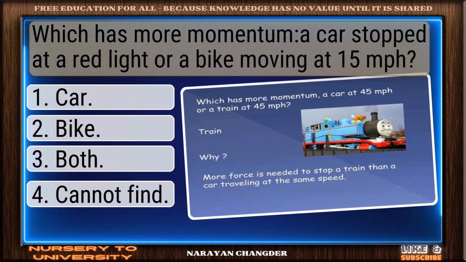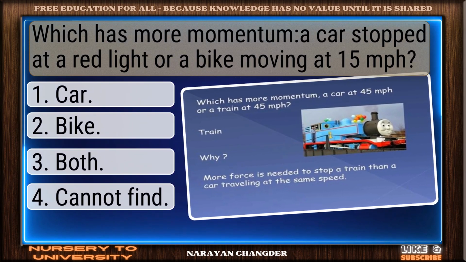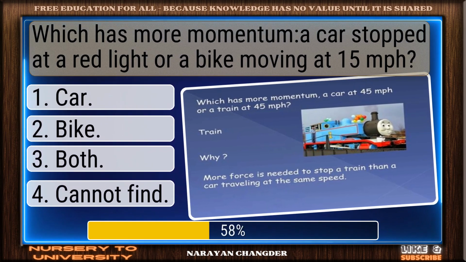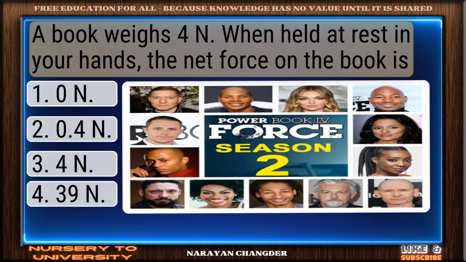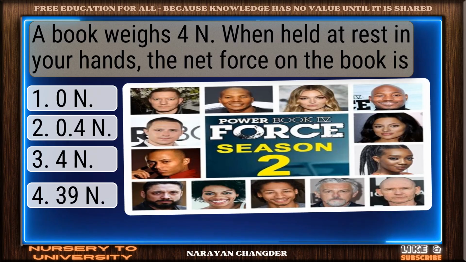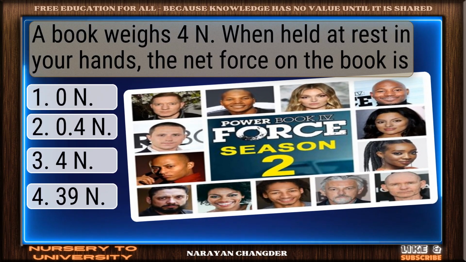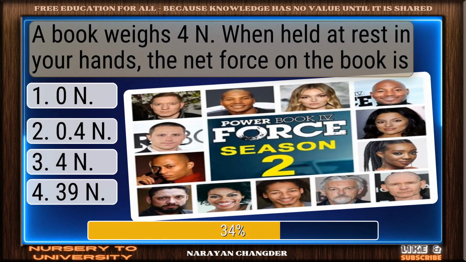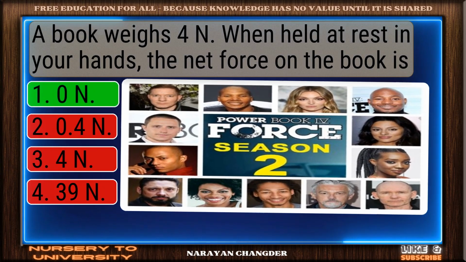Question number 120. Which has more momentum, a car stopped at a red light or a bike moving at 15 mph? You got it. Your choice bike is right. Question number 121. A book weighs 4 N. When held at rest in your hands, the net force on the book is? Well done. Zero N is the right choice.